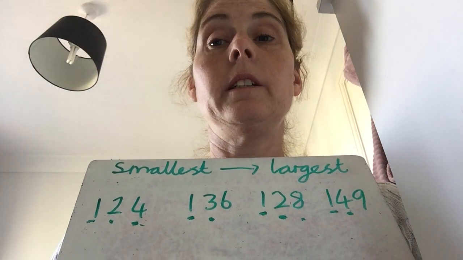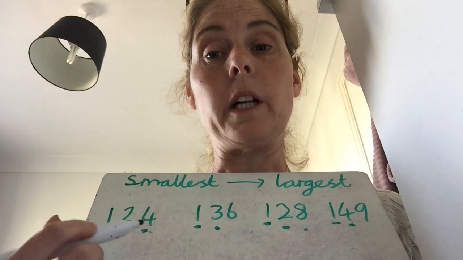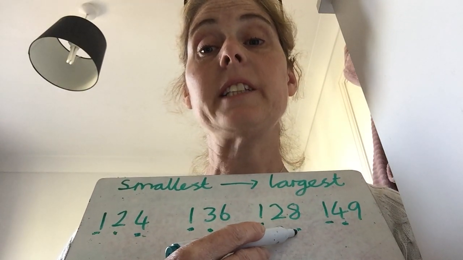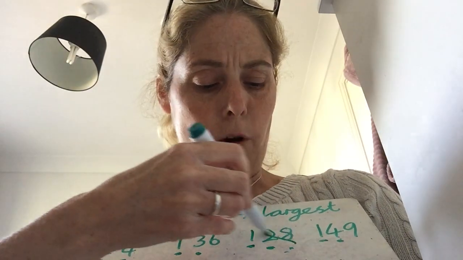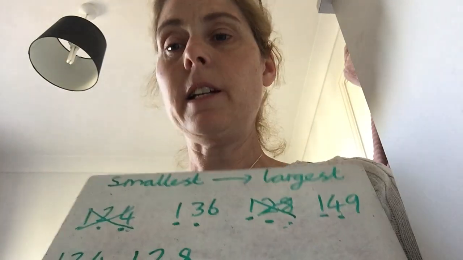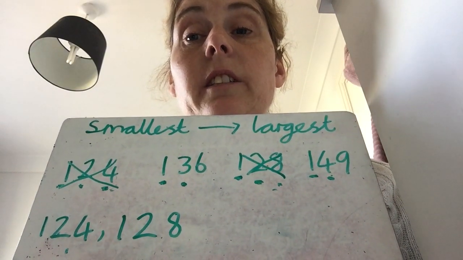Why? Okay, this one is smaller because it only has 4 ones. This one is slightly larger because it has 8 ones. Okay, so now we know it's going to be this one first, and then this one. Can't write today. It's 1 to 8. Okay, so we've got those two numbers in, and we can cross them off because we've used them. Okay, now can we order the last two just by looking at the tens?